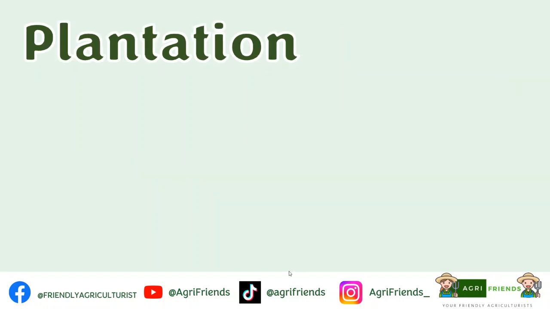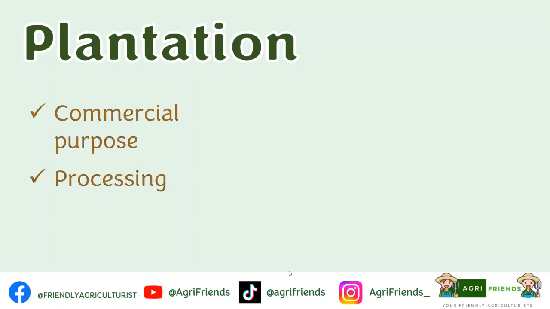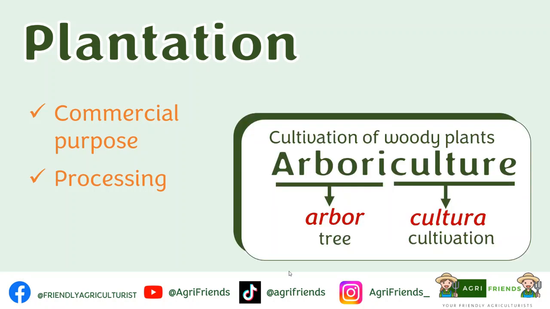Plantation is the intensive growing of crops on a large scale for commercial purposes. And normally, these crops are typically utilized after processing. Normally, plantation crops are a large group of perennial plants such as trees or shrubs. So, arboriculture, arbori from the Latin word arbor, meaning tree, is the cultivation of trees and other woody plants.